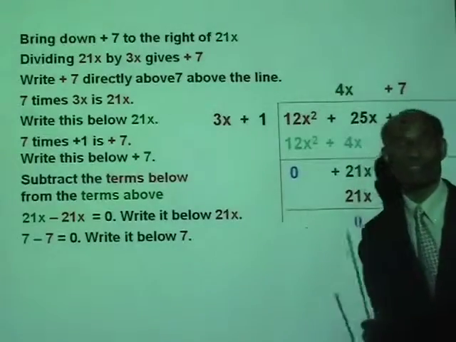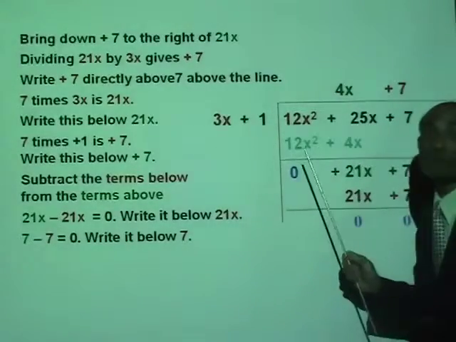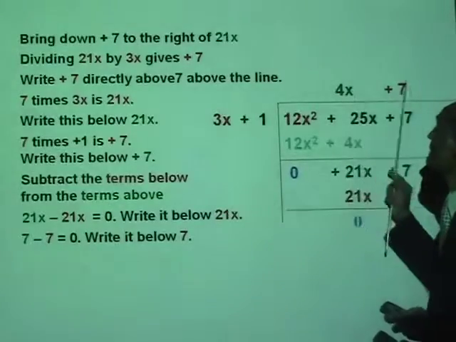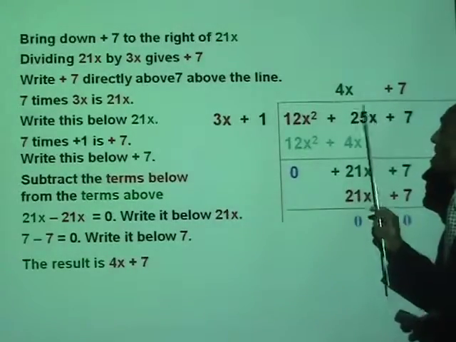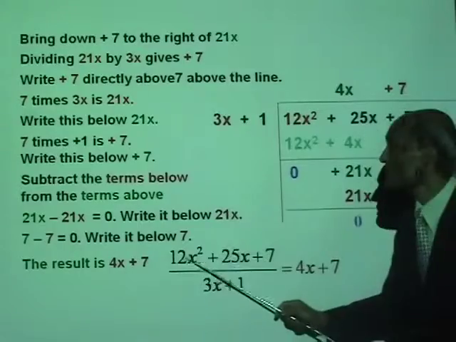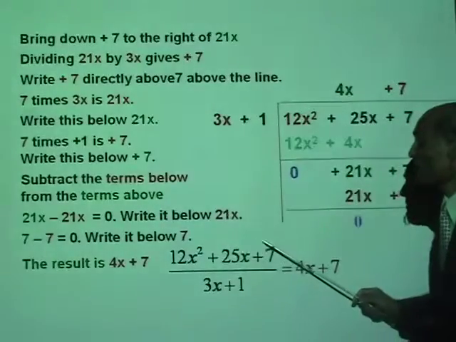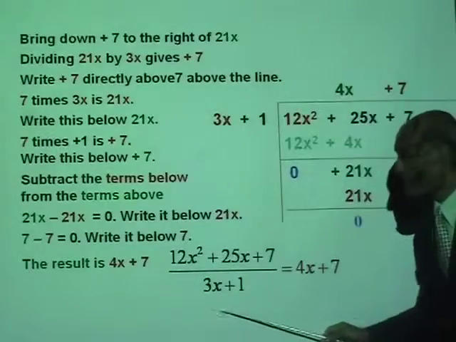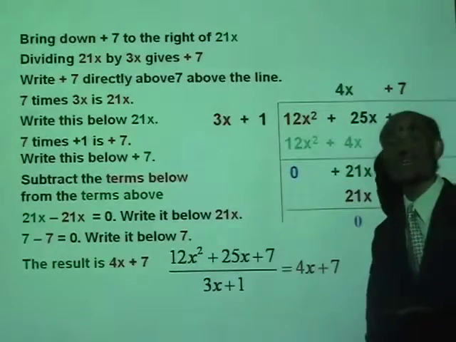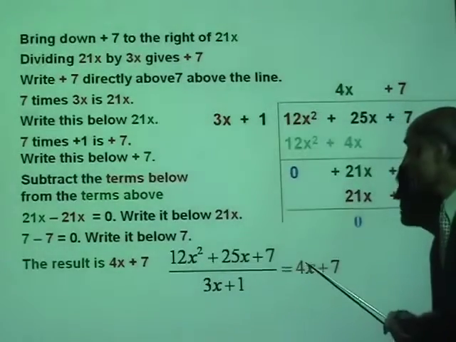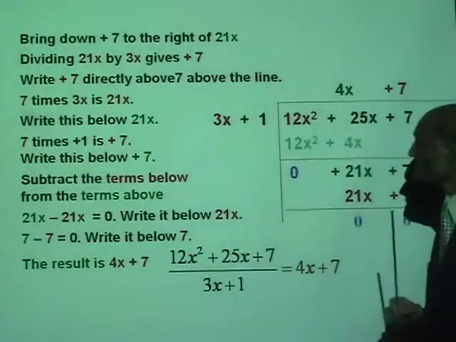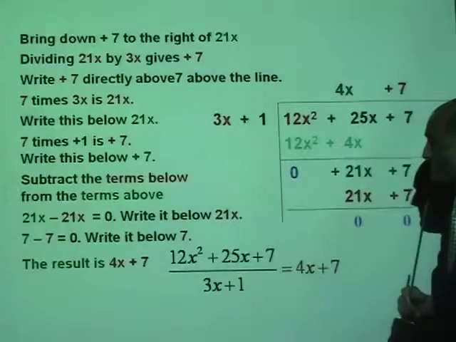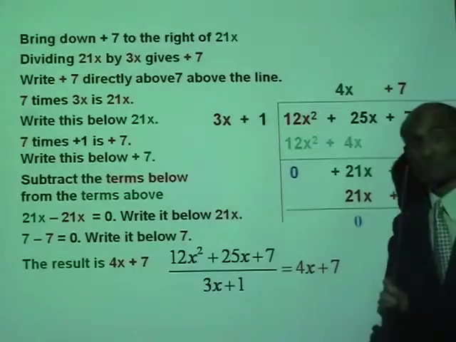What is our result? Our result of this division is 4x plus 7. That is the result. That means 12x squared plus 25x plus 7, that trinomial divided by the binomial 3x plus 1, is 4x plus 7. That is the exact result. Okay? We're going to practice with another one.